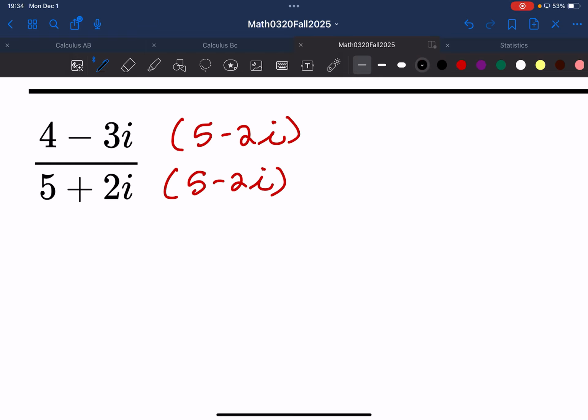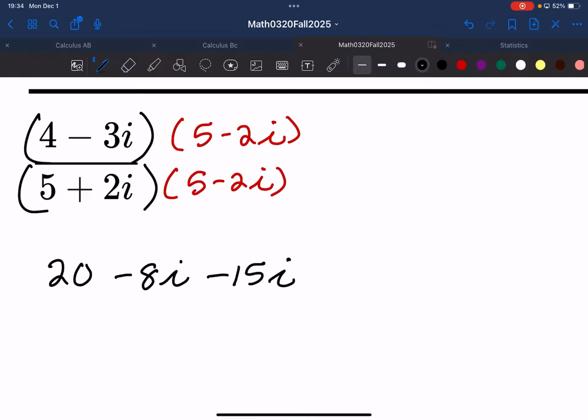Okay, so looking at the numerator, I would have 20, so that's 4 times 5. And then 4 times negative 2i would be negative 8i. Negative 3i times 5 is negative 15i. And negative 3i times negative 2i is positive 6i squared.